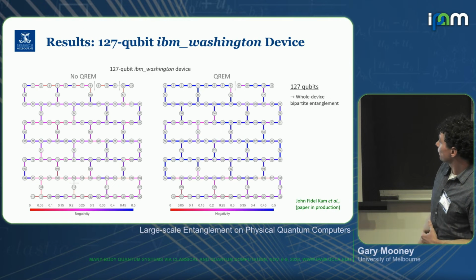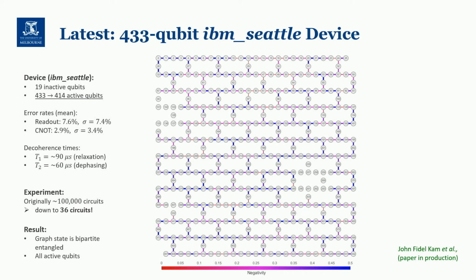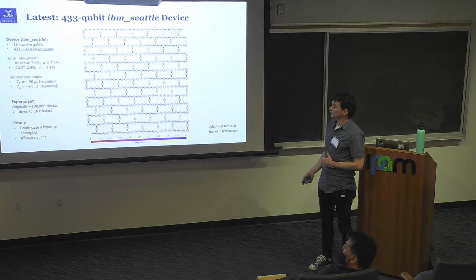So here are the results. You can see that we've got, again, full bipartite entanglement. And we've done it on the even larger device now, the 433-qubit device. And because of the constant number, we can still do the experiment fine. Keep in mind that these missing edges here are because these qubits are inactive. And we found that if you just count the active qubits, the whole device is bipartite entangled.